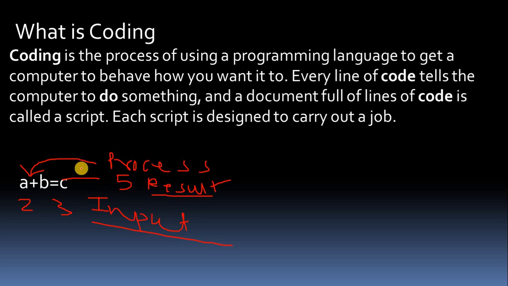Suppose you want multiplication of two numbers, then your code will be a into b. If you want subtraction of two numbers, it will be a minus b. It depends on the result, it depends on the job. Whatever result we want, according to that we write the code. So this is the sample example.